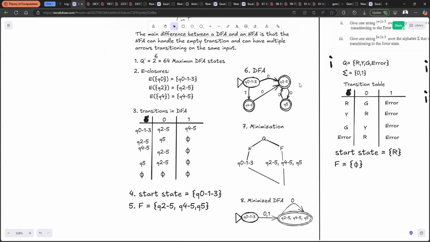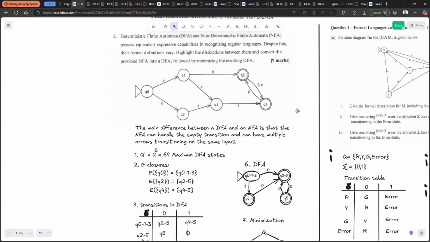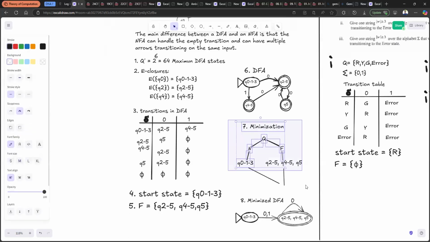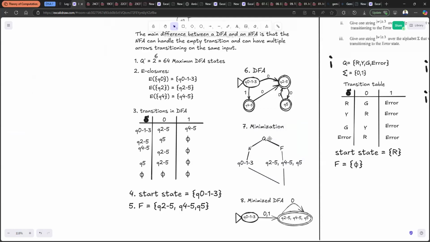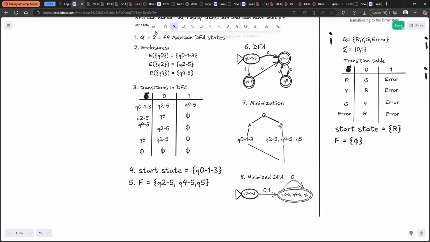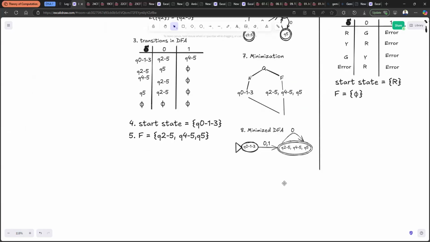The question also asks us to minimize it as well. So to minimize it, we just map our states. We categorize them by final and non-final. And then we say, where do they go? Do they go to a non-final or do they stay at a final? And well, all of the states go to a final and cannot be separated. So all of the final states stay in the same place, so we can merge all of them, and we only have one non-final, so it stays the same. So we end up with 2 states in the end.